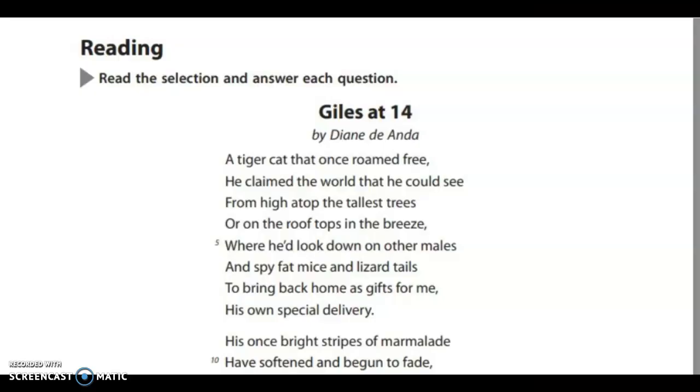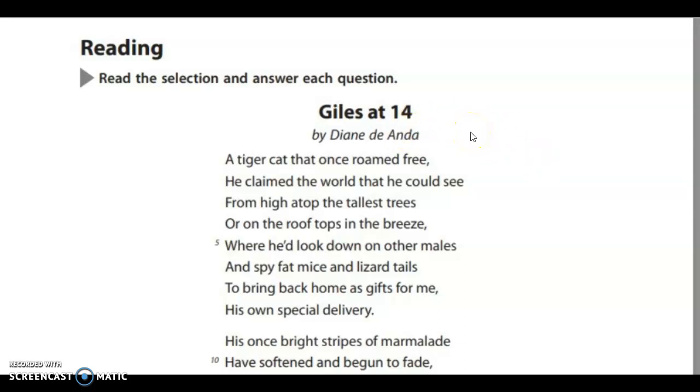So using our UNREAL strategies, you would underline the title and predict. "Giles at 14." What would you think that would be about? I would think that this would be about a person named Giles and what they experienced at 14 years old. So that would just be my prediction on what this passage would be about, or this poem.